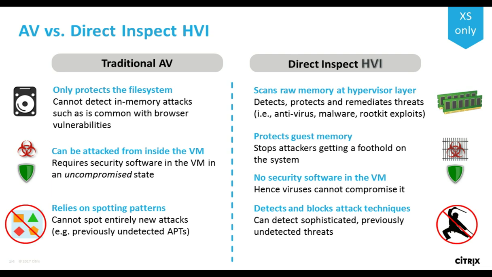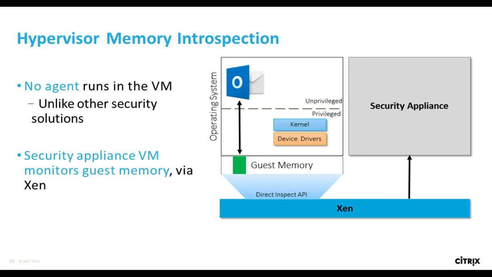It also is going to detect and block attack techniques. The platform will be able to detect sophisticated, previously undetected threats. In a hypervisor memory introspection platform, no agent is going to run inside of that VM, unlike other security solutions, as we mentioned earlier. The security appliance is going to monitor the guest memory via Xen. Both the full and the light agent, based upon antivirus, have the same problem. They're designed to combat common malware. Yet the threat of advanced malware continues to grow with exploits of zero-day vulnerabilities and kernel bugs.